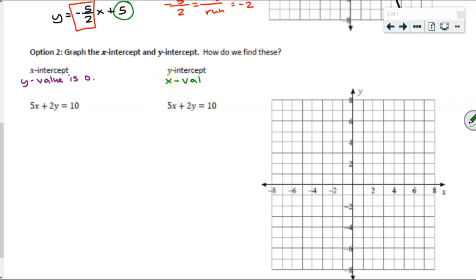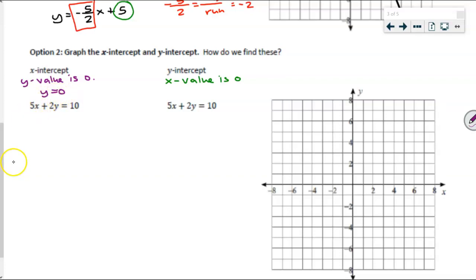Yeah, the x value is going to be 0. So with that in mind, if I want you to find the x-intercept, all you have to remember is the y value is 0. So you know what that means? Set the y value to 0. If we know the y value is 0, then we can solve for x.